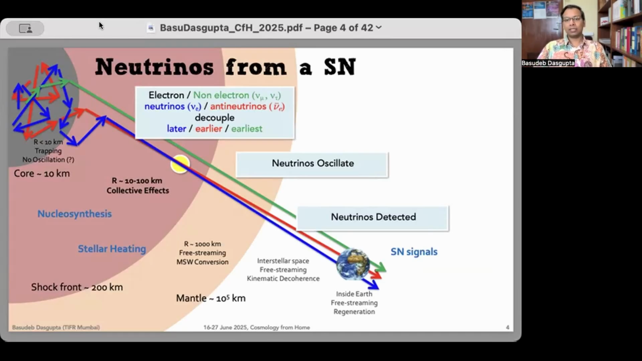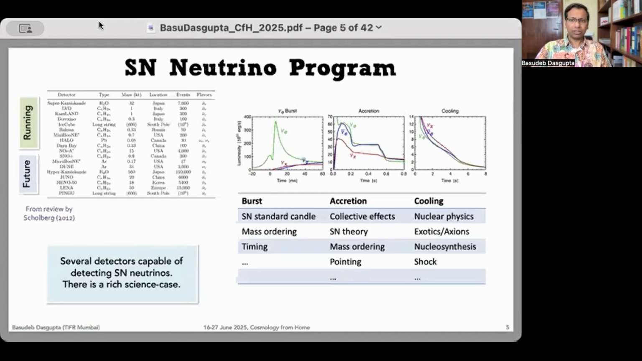After that, inside the star, neutrinos undergo the usual MSW oscillations. These are matter-enhanced or matter-affected neutrino oscillations. And then there can be other effects that happen in interstellar space or inside the Earth as well. So because the neutrinos are going through such a wide variety of environments and over very long distances, and because these are essentially quantum mechanical particles with interesting internal dynamics, there are a lot of interesting things that one can do with these neutrinos.